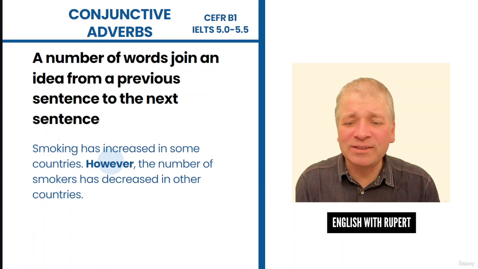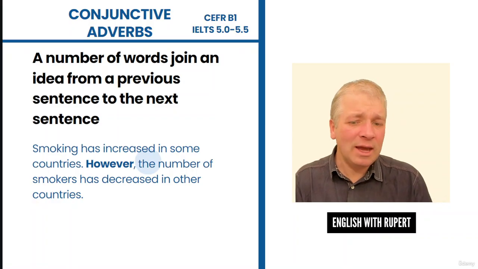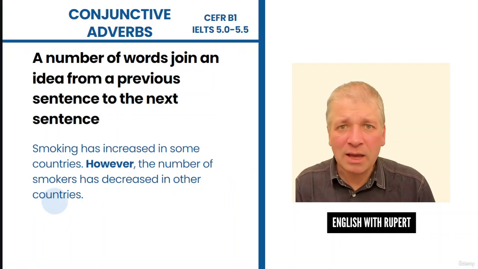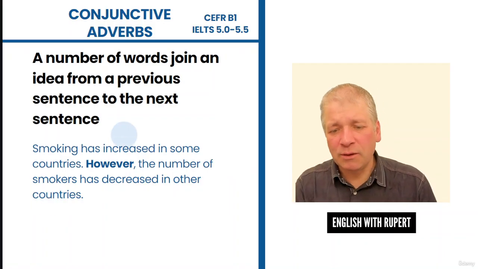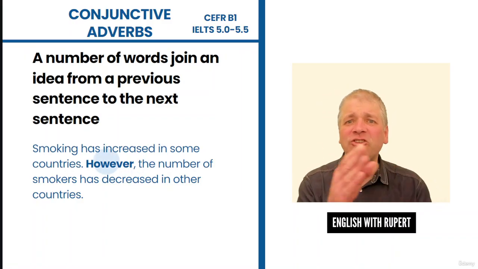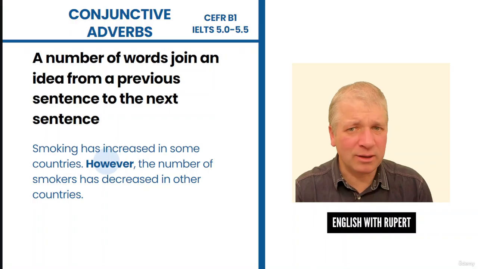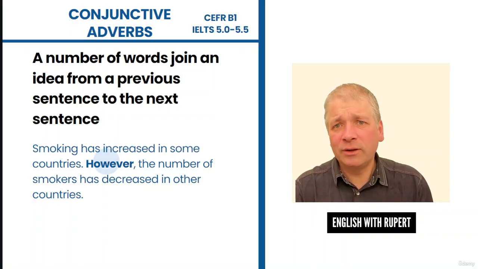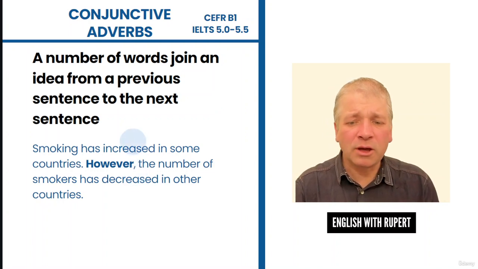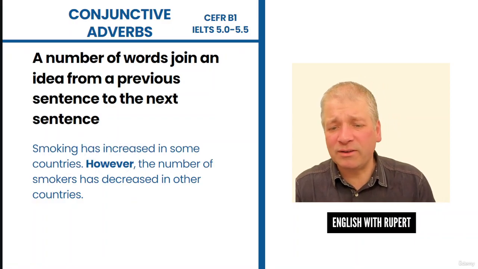However connects the idea in the first sentence, smoking has increased in some countries, with the idea in the second sentence, the number of smokers has decreased in other countries. And here there is an opposite, increase in the first sentence, decrease in the second. And however tells us there's going to be a change in direction in the second sentence. And this word helps the reader or listener to understand that the second sentence is a contrast from the first. So that's a conjunctive adverb, and it's really important to note these words link two different sentences here.